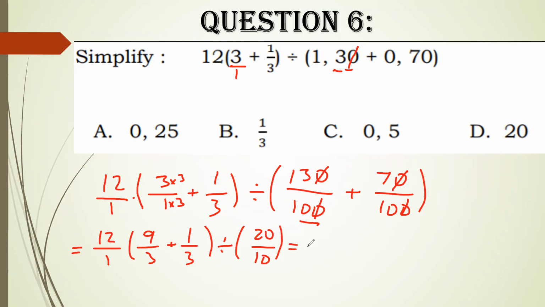So let's continue. 12 over 1. From now, what can we do? You can now add them because you have equal numbers here. But please be careful. You are not adding 3 plus 3. Some learners make that mistake. Please don't do that. You are not adding this too. You are adding only on top what we have. 9 plus 1. And then you are getting 10 over 3.